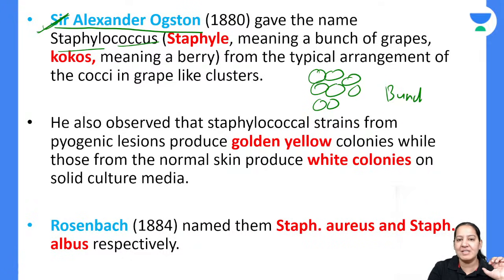The word bunches in the Greek language is known as staph. Staph means bunches, so Staphylococcus is the word given to them. They form golden yellow color colonies. They have a pigment inside them because of which they form golden yellow colonies.